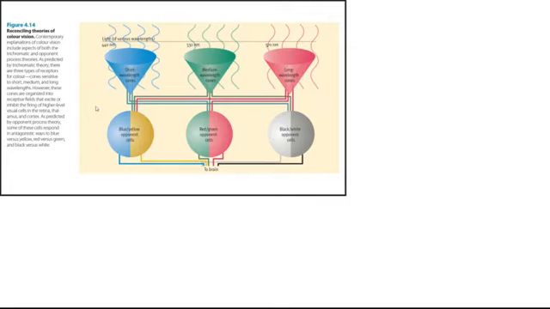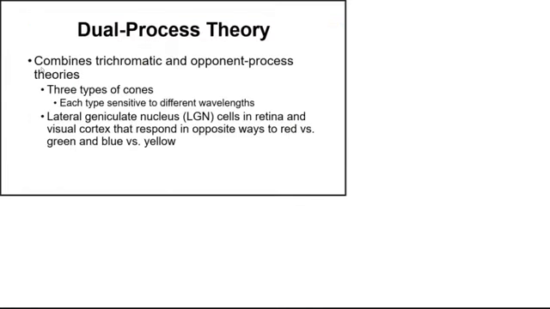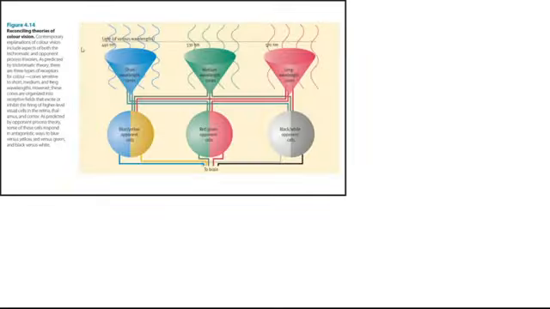So those cells do processing to tell us, are we seeing blue or yellow? Are we seeing green or red? Are we seeing black or white? So we have both our three kinds of cones and three kinds of opponent cells, but they're not the same thing, they're just sort of slightly different. So this is our dual process theory that involves both of those processes just sort of combined together in a way that seems to work. And again, we can go into tons more detail on this, but there's an entire class on that, so we just leave it at this point.